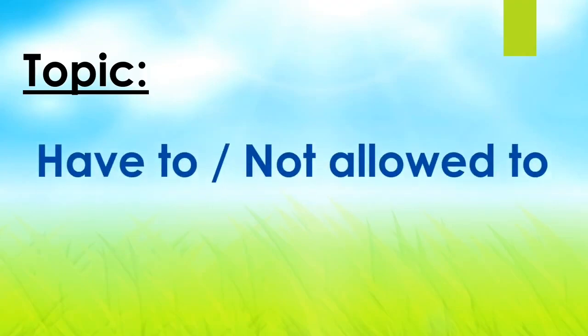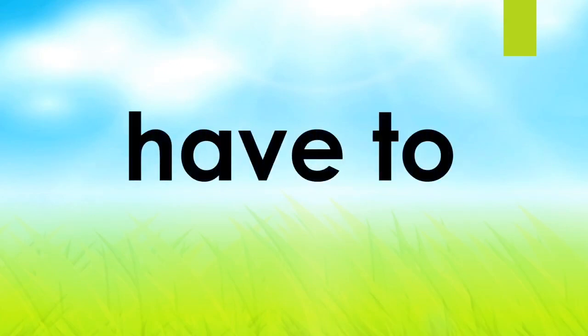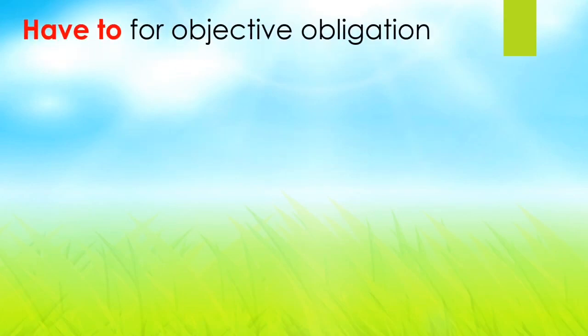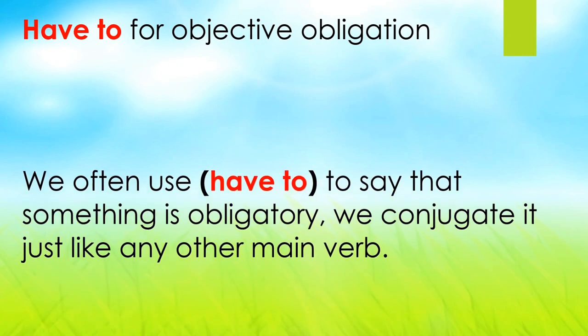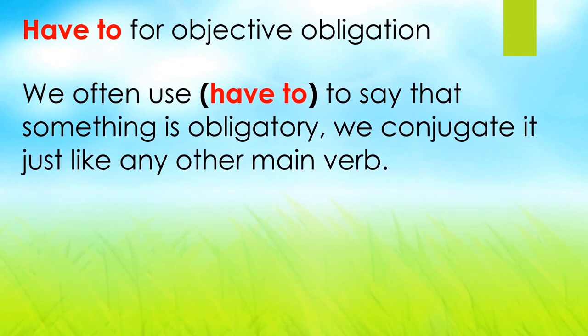Okay, now let's move on to our topic, the have to and not allowed to. Okay, let's have first have to. Have to for objective obligation. We often use have to say that something is obligatory. We conjugate it just like any other main verb.